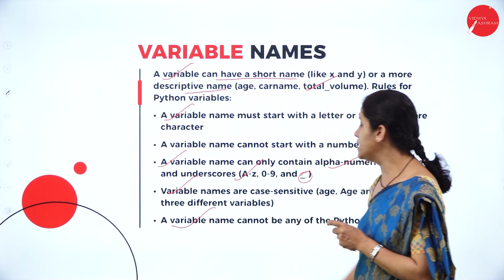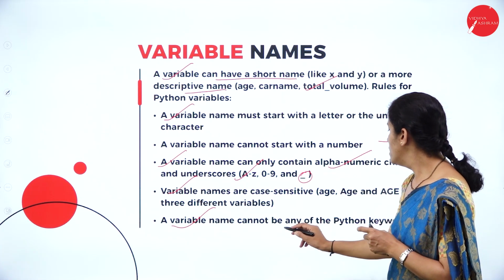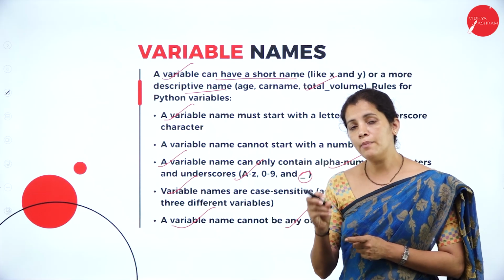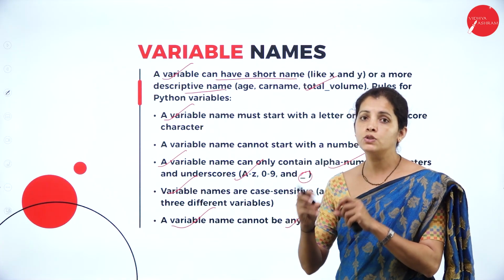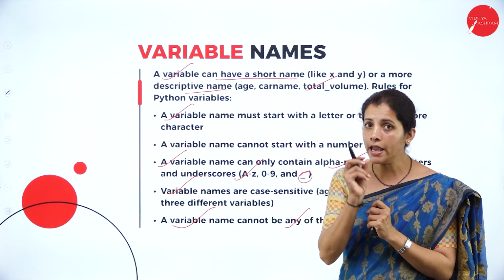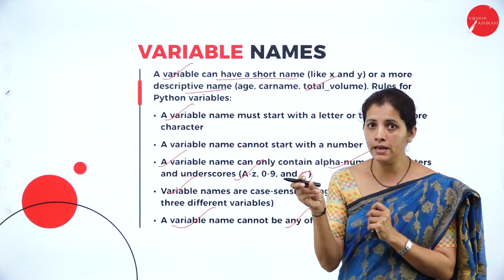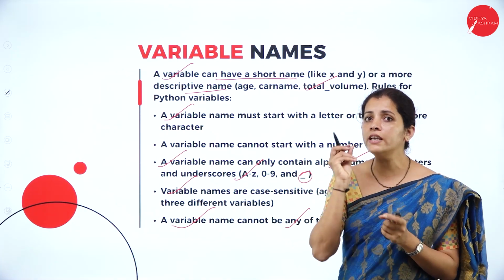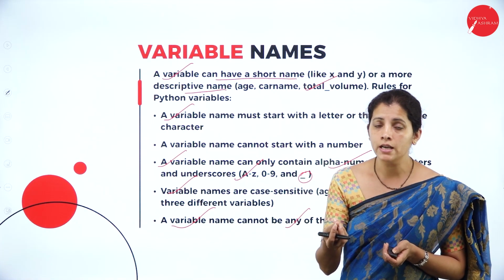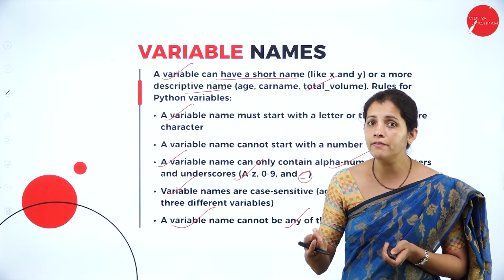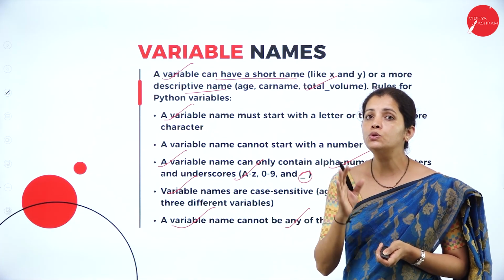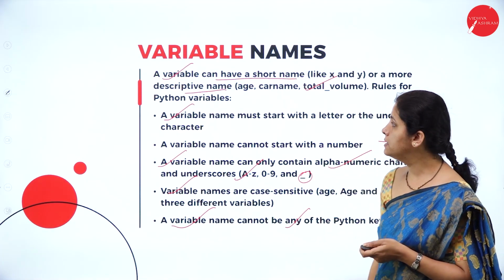A variable name cannot be any of the Python keywords. I cannot use keywords to define variables. If I use if as my variable name, then it is wrong, because if is a keyword. And if I use continue, it's a keyword. If I use finally, it's a keyword. So keywords are not used to define variables.